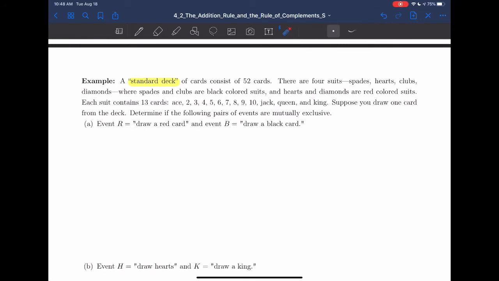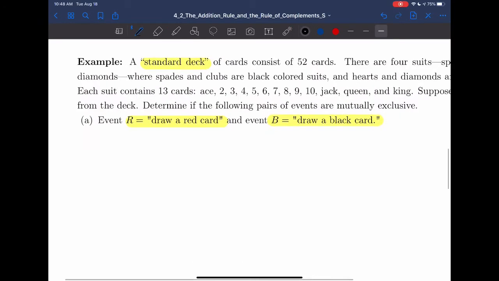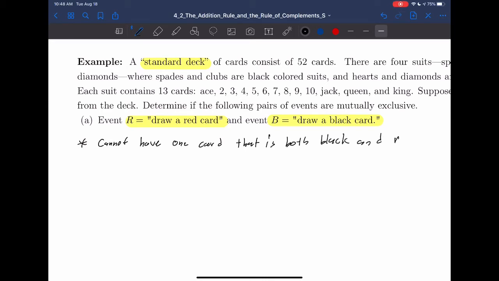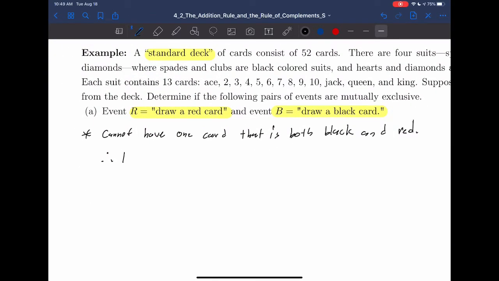And we want to know if the following are mutually exclusive events. So let's consider event R, drawing a red card, and event B, drawing a black card. Can these two happen at the same time? The answer is no. We cannot pick a random card and have that card be red and black at the same time. So we could say that these two events are mutually exclusive. Another way of saying that is that the probability of R and B is equal to 0.